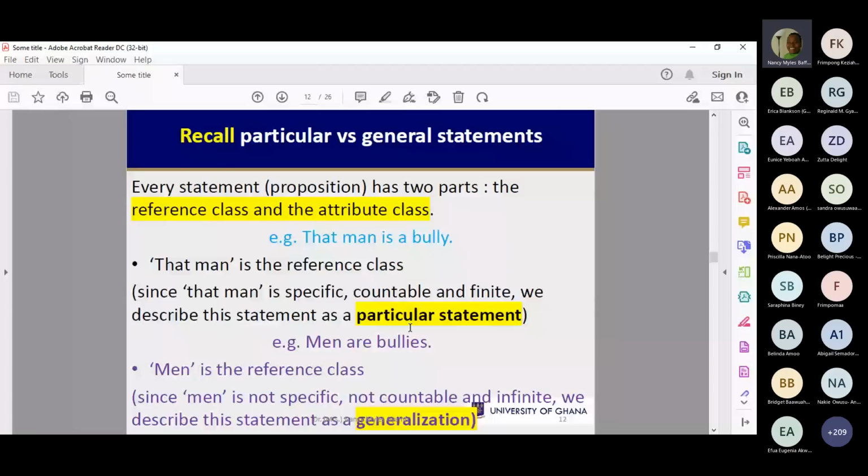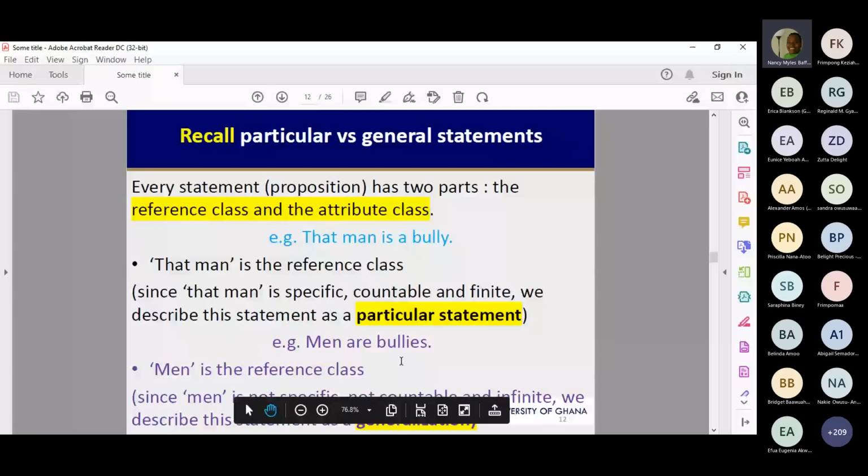The other half of the statement, which in English we would have called the predicate, is what? The attribute class. So every statement has a reference class and an attribute class. If you were doing English, you would say every statement has a subject and a predicate. If you have a reference class that is infinite, uncountable, not specific, we will call it a generalization. So an example is what you see down there.